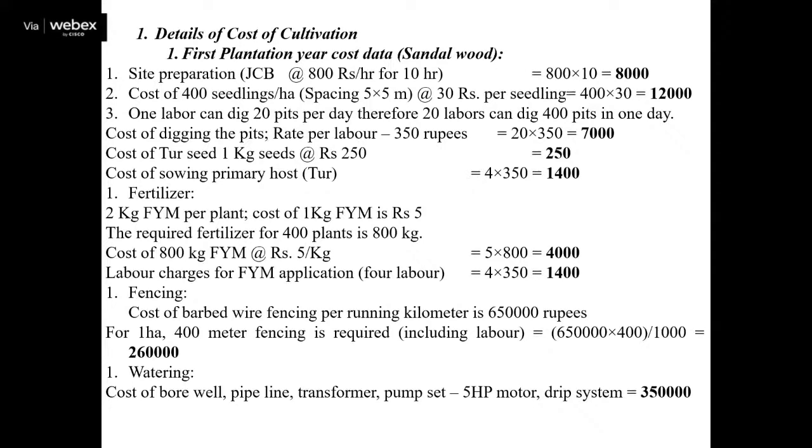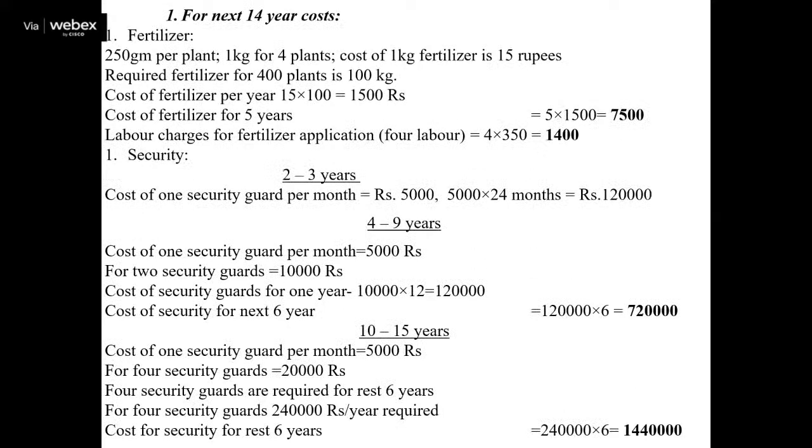Here we have taken it as about 400 rupees. So for 1 hectare, 400 meters there, and 6,50,000 rupees as a running meter cost. It costs around 2,60,000 for barbed wire fencing, and for watering we have taken a borewell with pipeline and pump set, which is almost 3,50,000 rupees. And next, after this initial investment, from the second year onwards there will be some small amount for fertilization and maintenance. Then the major amount will be for security purposes.